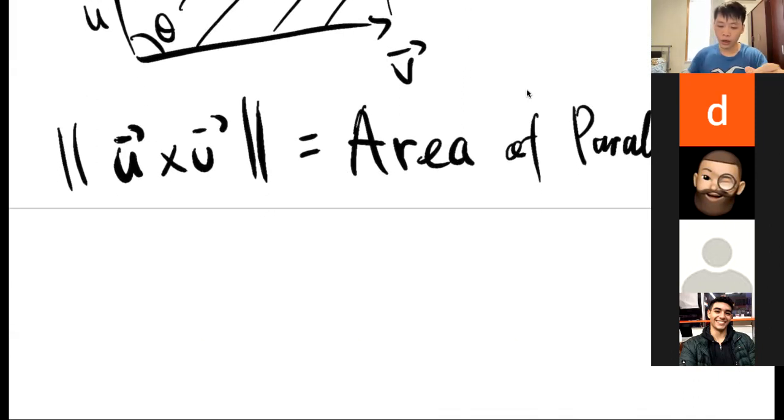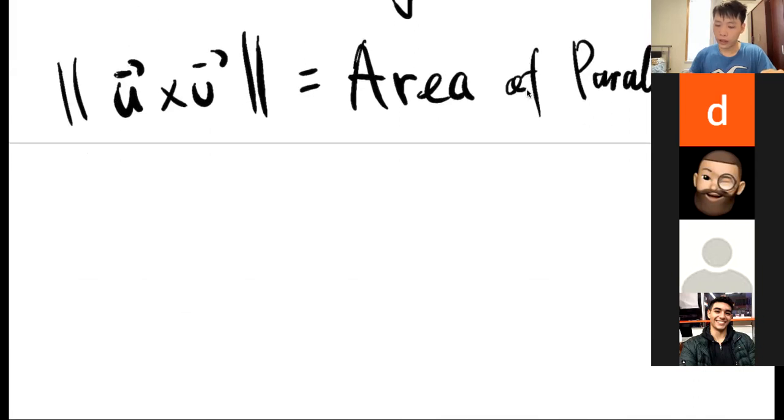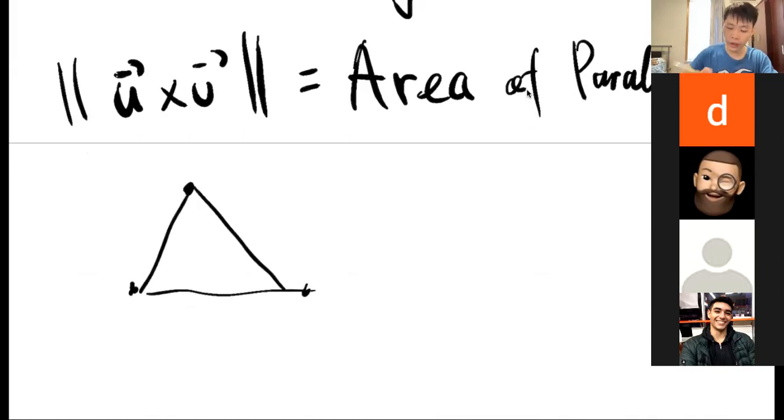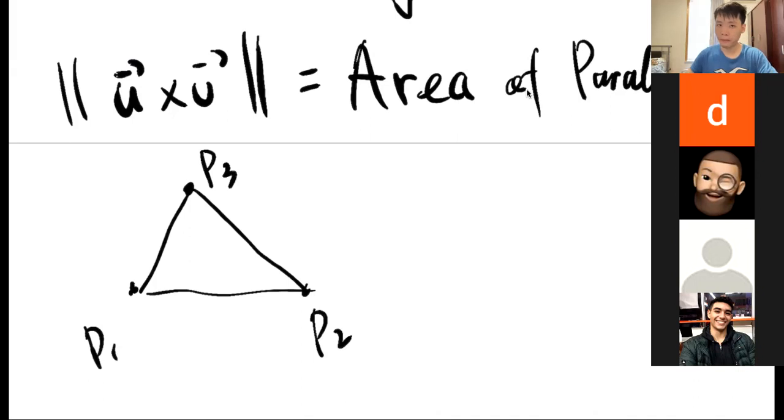All right. So this gives you a way to calculate the area of a triangle in R3. All right. So for example, you have P1, P2, and P3.